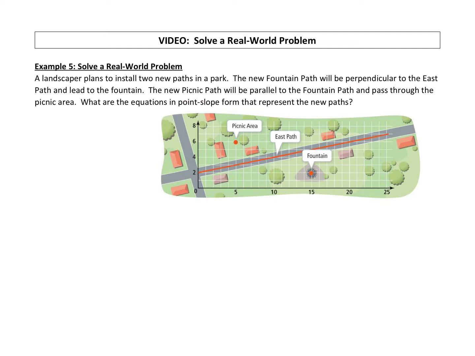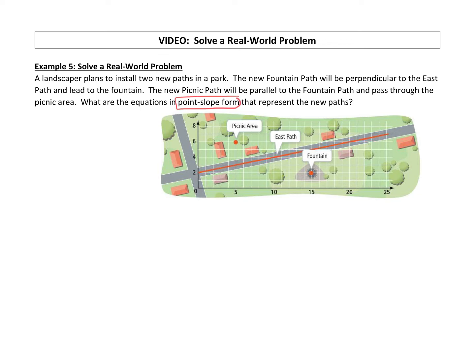The new picnic path, so here's our picnic area, will be parallel to the fountain path and pass through the picnic area. So parallel is going to look something like this. It's going to pass through the picnic area, and we're going to have a pathway like that. What are the equations in point-slope form that represent the new paths?